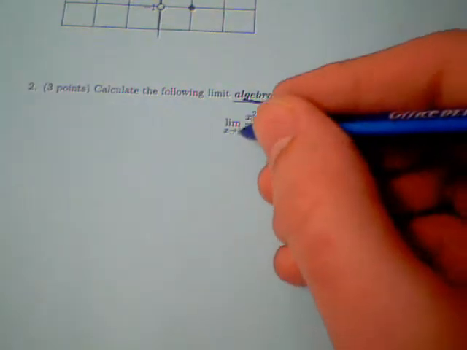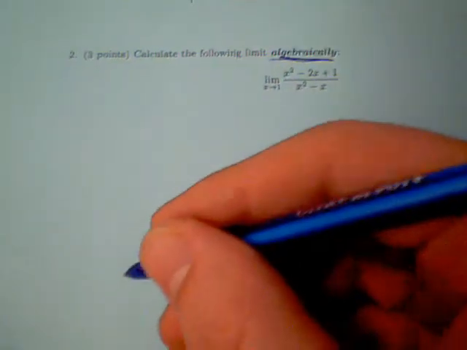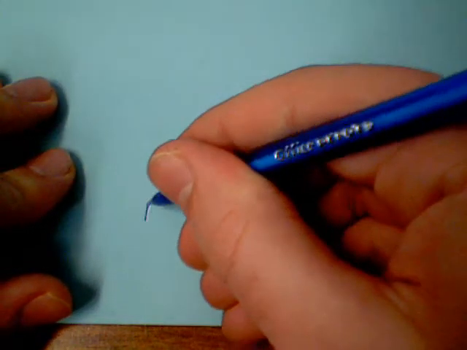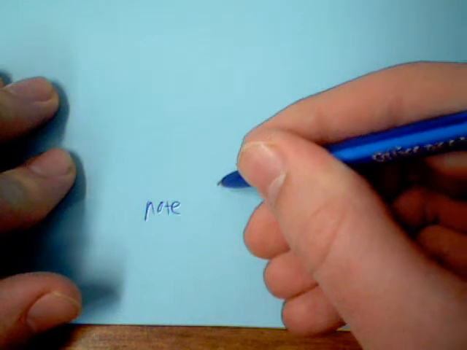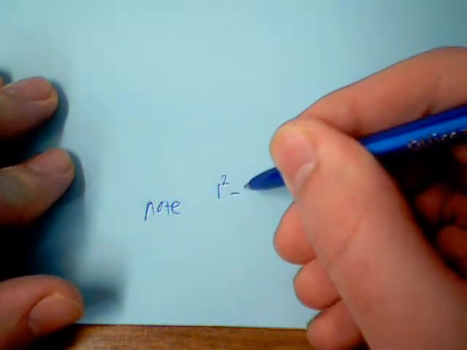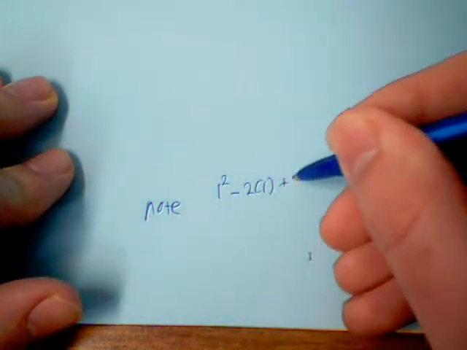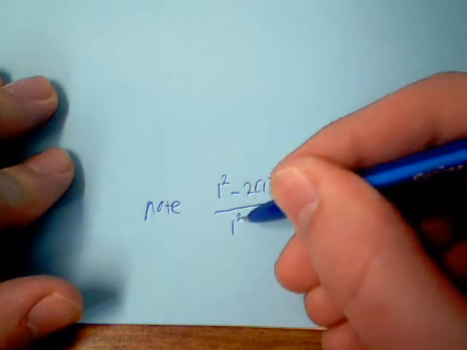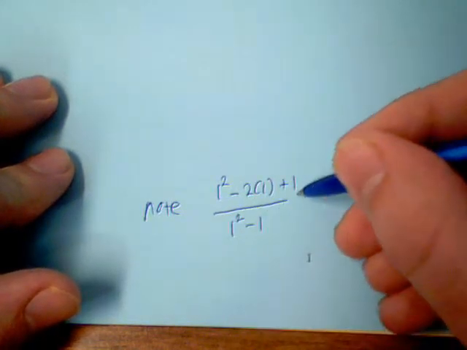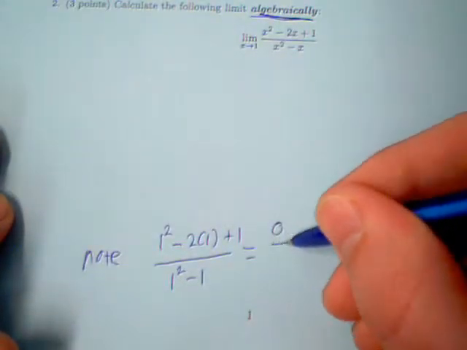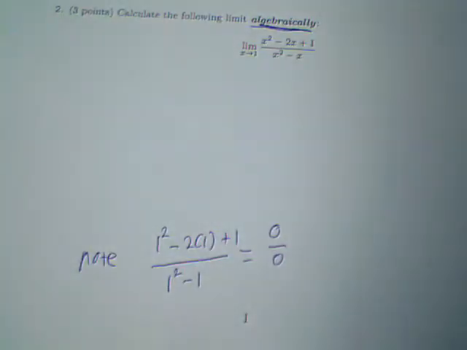So limit as x approaches 1. So note, I'm just going to come over here, off to the side. I'm going to note that if I plug in 1, I'm going to get 0 over 0. Okay? This tells me I don't know anything. It tells me nothing. I don't know anything about what this limit might be.